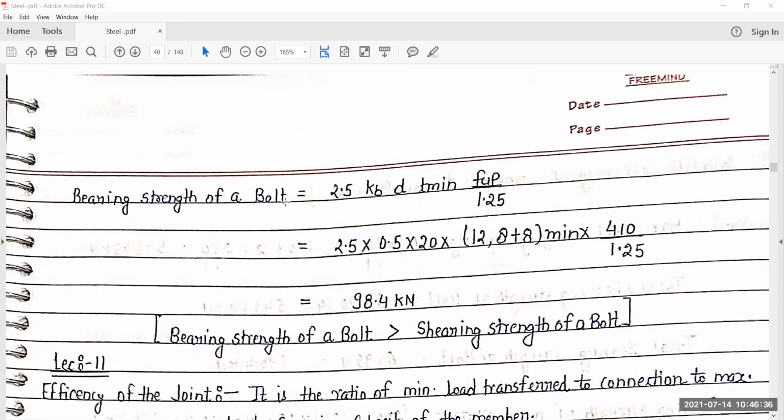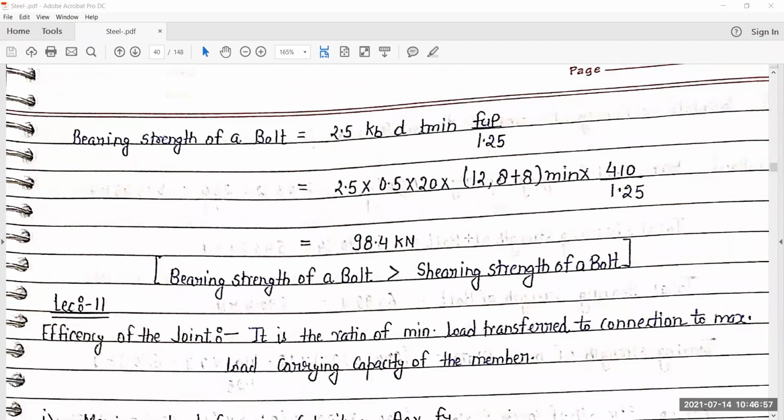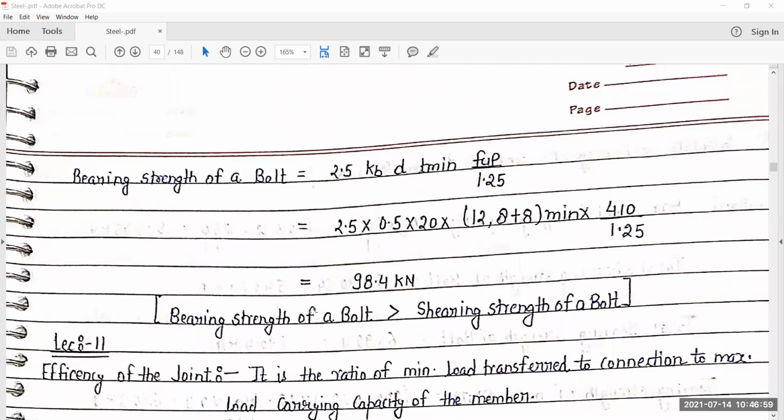Bearing strength of a bolt is 2.5 kb d t fu upon 1.25. Then equal to 2.5 into 0.5 into 20 into 12 plus 8, the minimum, into 410 upon 1.25. Okay, this is 98.4 kN. Clear? Then the bearing strength of a bolt is greater than the shear strength of a bolt.